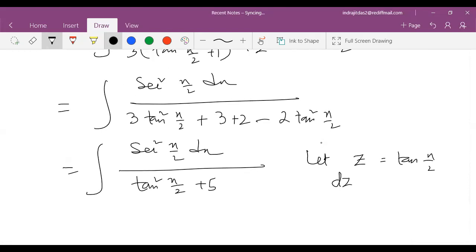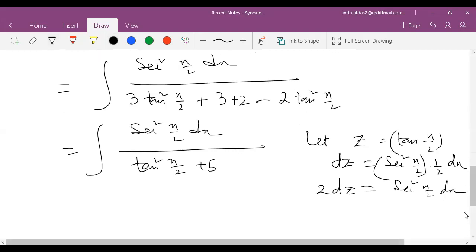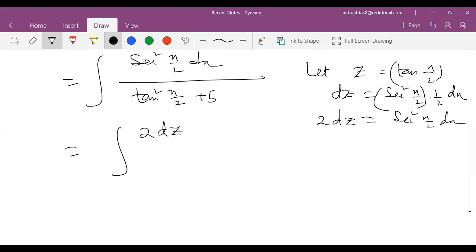In all these problems, dz will be sec square x by 2 for tan x into half for x by 2 dx. This half is coming because of this x by 2. X by 2 will be half. So you are getting 2 dz. This half will be taken on the left side, is equal to sec square x by 2 dx. So you are getting in the numerator, instead of sec square x by 2 dx, we will write 2 dz, and the denominator is z square plus 5.